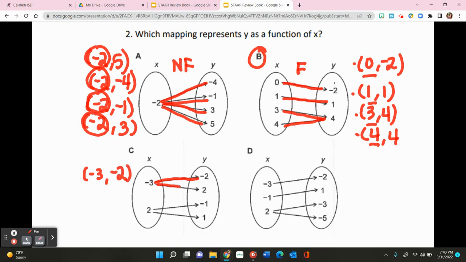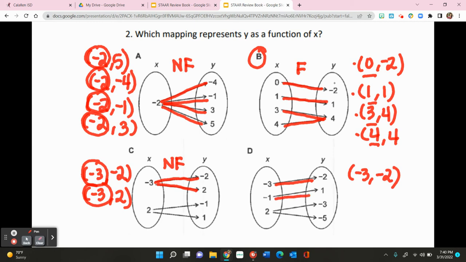So looking at C, I have -3 being paired with -2. And I also have -3 being paired with 2. So here, automatically, without even having to continue, we see that we have x values that repeat, making this not a function. If we look at D, I have -3 being paired with -2.